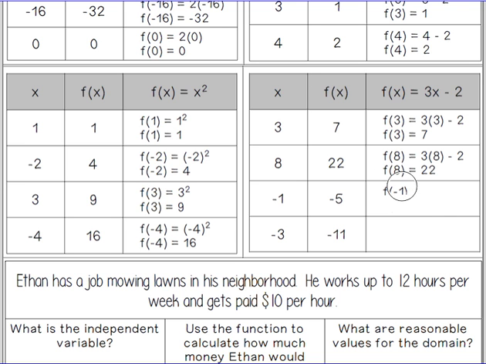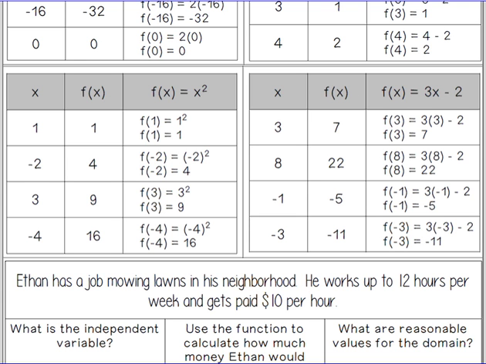F of negative 1 equals 3 times negative 1 minus 2. So 3 times 1 is negative 3, minus 2 would give us an output of negative 5. And lastly, f of negative 3, so 3 times negative 3 minus 2. 3 times negative 3 is negative 9. Minus 2 would give us an output of negative 11. So hopefully you have made corrections to your note sheet if necessary. And also I hope that you got some of those function rules correct as well.